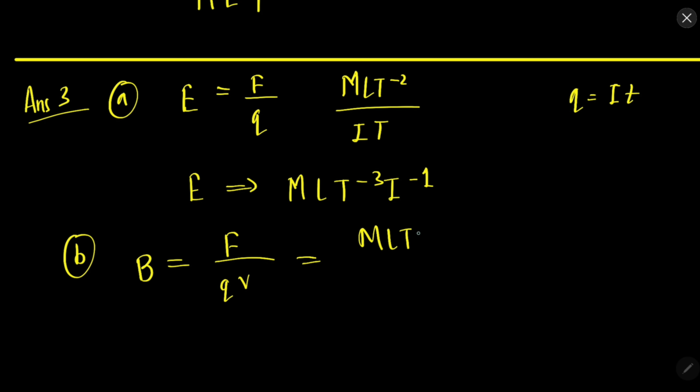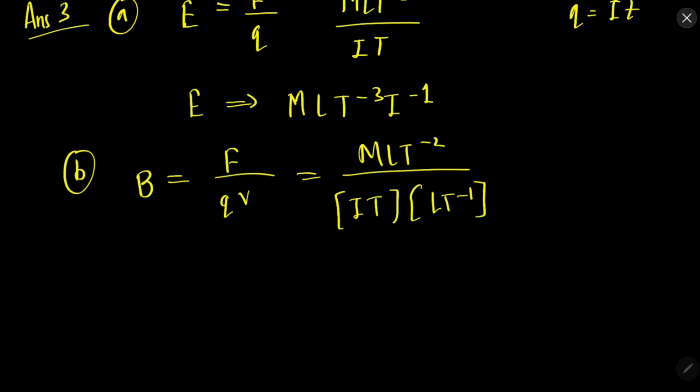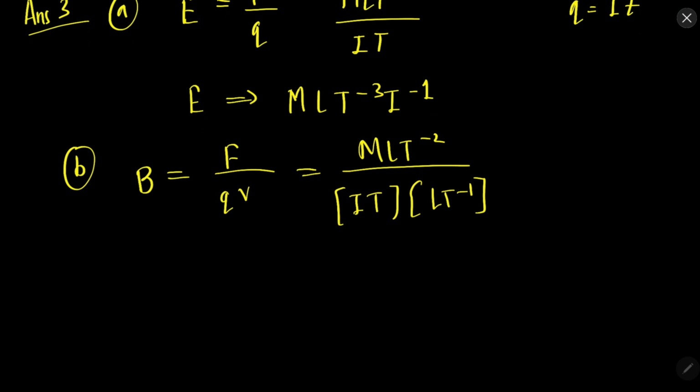So same M L T minus 2, I T, for velocity it is L T minus 1. So after solving this, the dimension for magnetic field will come out to be M L T minus 2 I minus 1. This should be, sorry, M T minus 2 I minus 1. So this will be the dimension for magnetic field intensity.